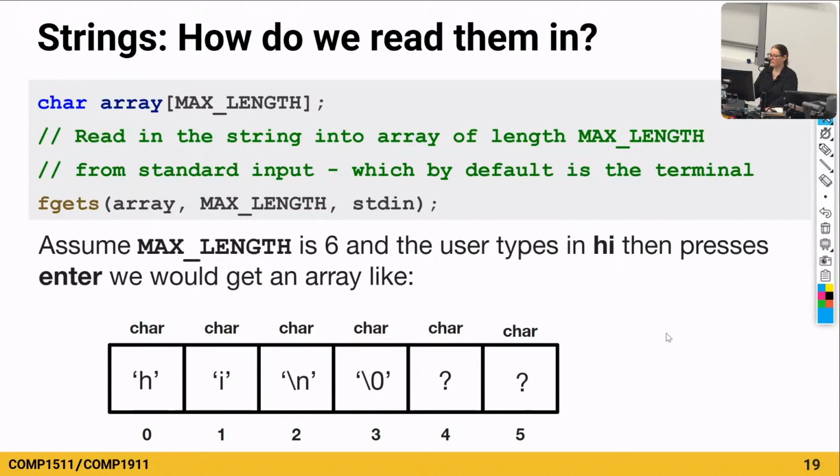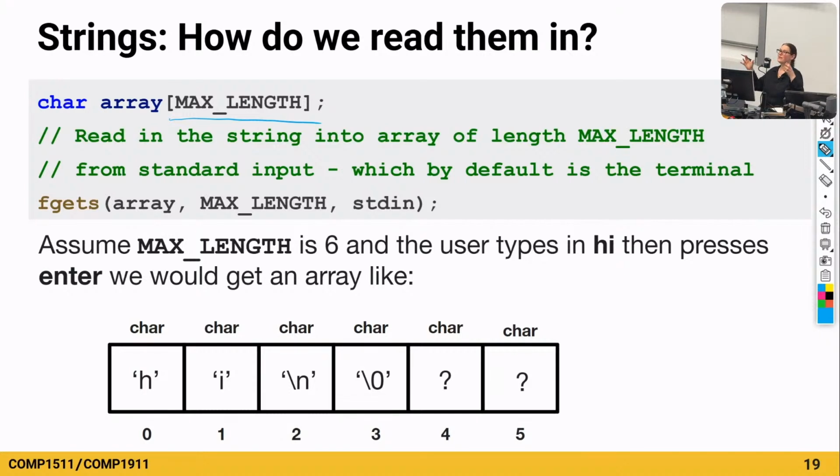So we've declared our array, and because we're not actually initializing it or hard coding it with a string value, we're just giving it a max length. So imagine we give it a max length of 6. So we get an array big enough for 6 characters. We call fgets, we pass in the array, we pass in the length, and we say read it in from standard input.